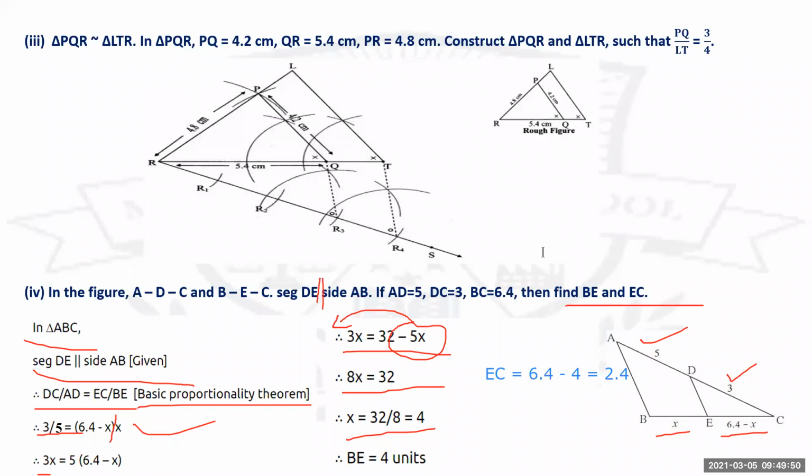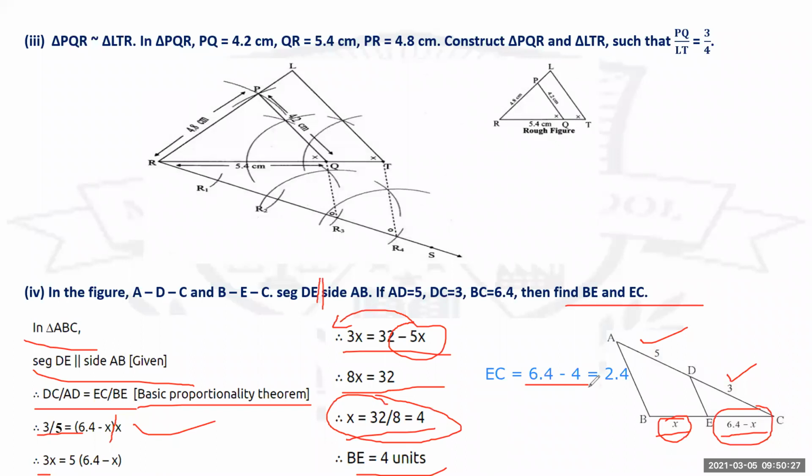How did you do 6.4 minus 4? See, what is the value of EC given to us? It is 6.4 minus x. You have got BE as 4, and BE is x. The value of x is 4, so 6.4 minus x would be written as 6.4 minus 4. Is this clear, beta?